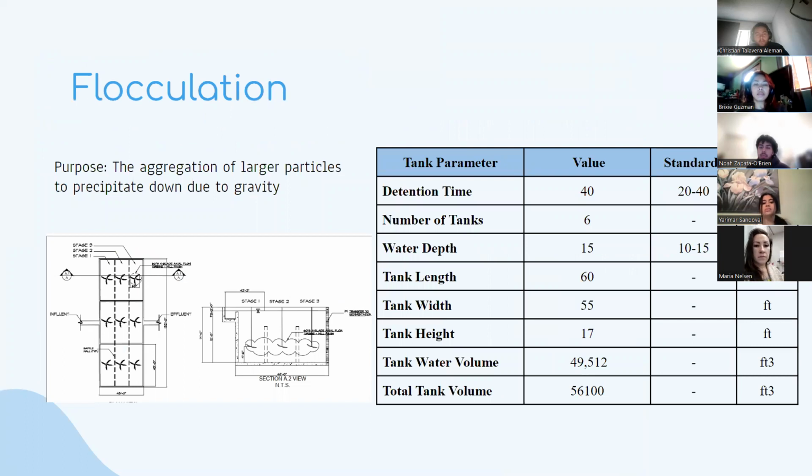So going into flocculation, the purpose of the flocculation tank is for the aggregation of the large particles to precipitate down due to gravity, which is why we need a detention time of 40 minutes. There will be 6 tanks and a water depth of 15 feet, a length of 60 feet. The tank height would be 17 feet, and the tank water volume would be close to 50,000 cubic feet, and the total tank volume would be 5,600,000 cubic feet, sorry.